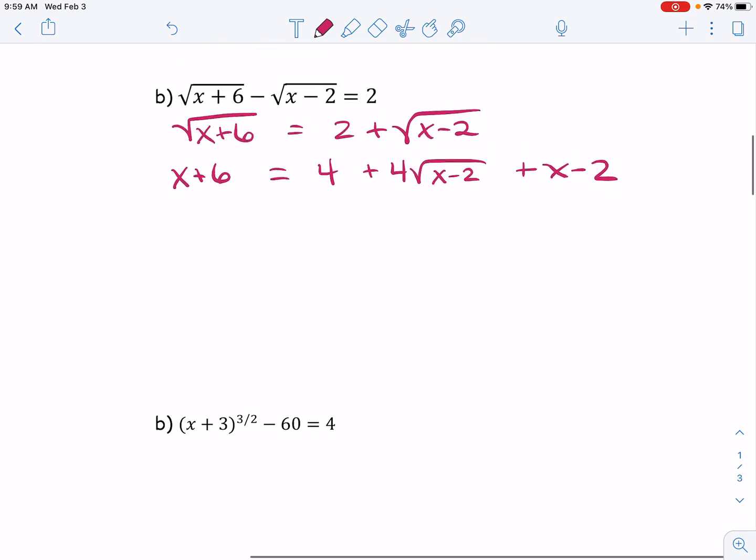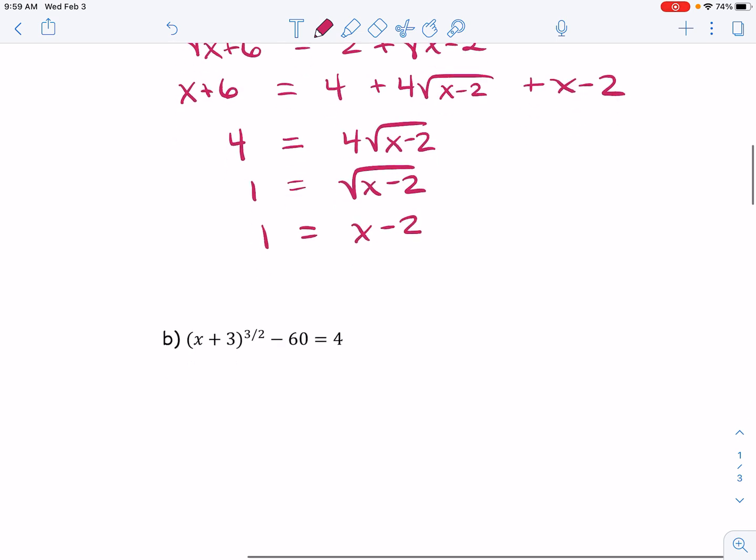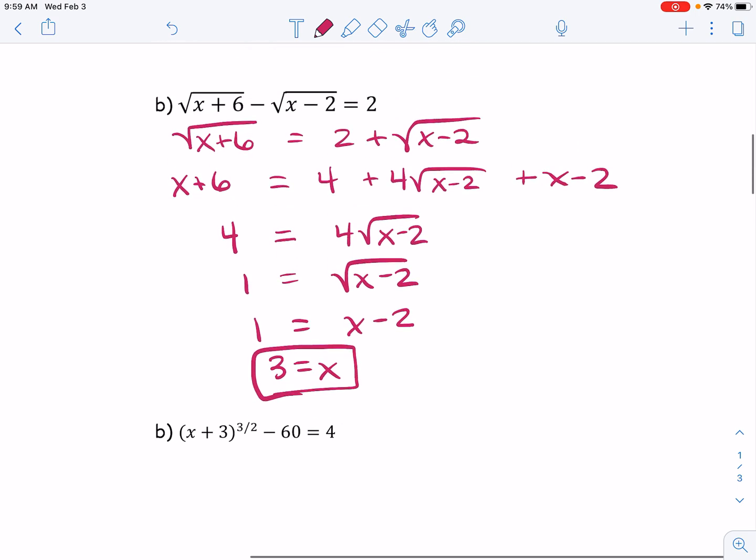Move some things around. So subtract the 4, add the 2. That's going to give me 4. Subtract the x, so that cancels out. Divide by 4. Square both sides. And then solve. Easier to solve for this one, but I still need to check that solution.